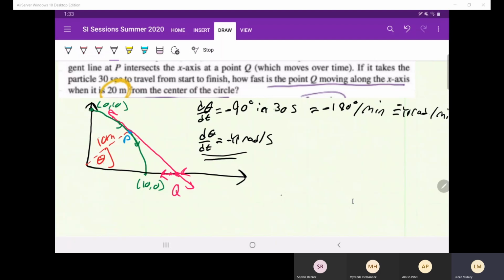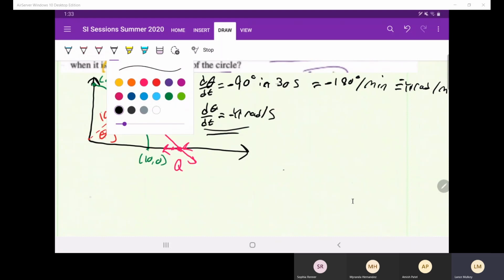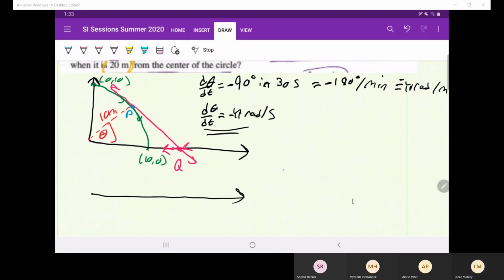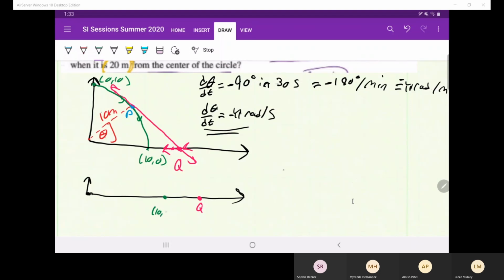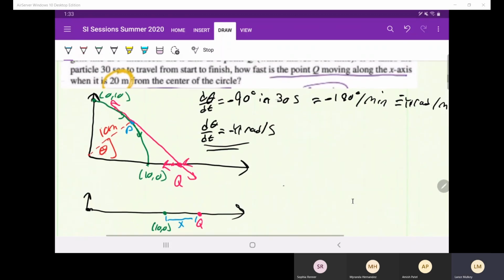Now, we have to find this distance. So I'm just going to draw this down here again. We have Q, and let's say the distance between them is x. Well, we got a problem. We don't know that x. But if you can see right here, the tangent line always makes a 90-degree angle.